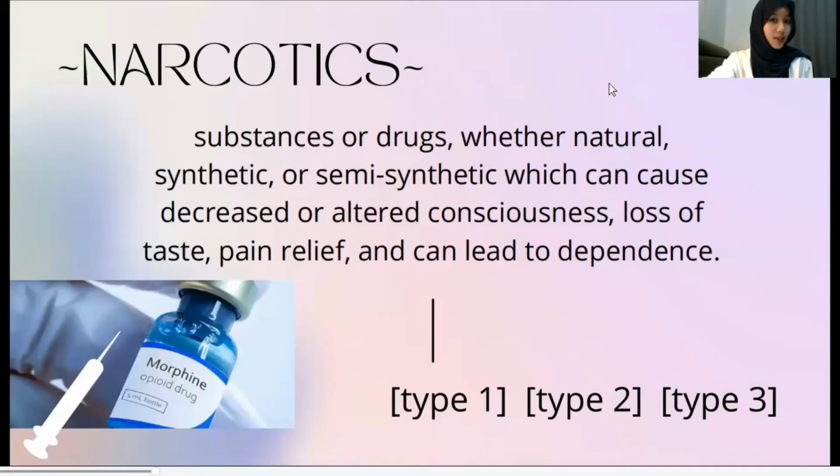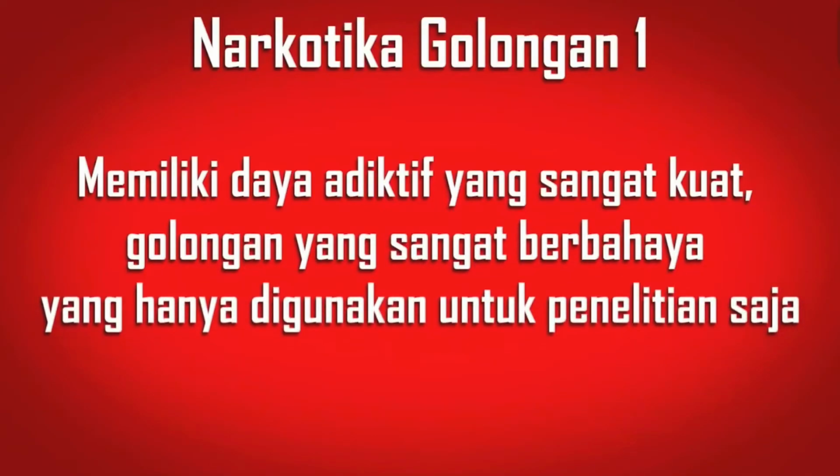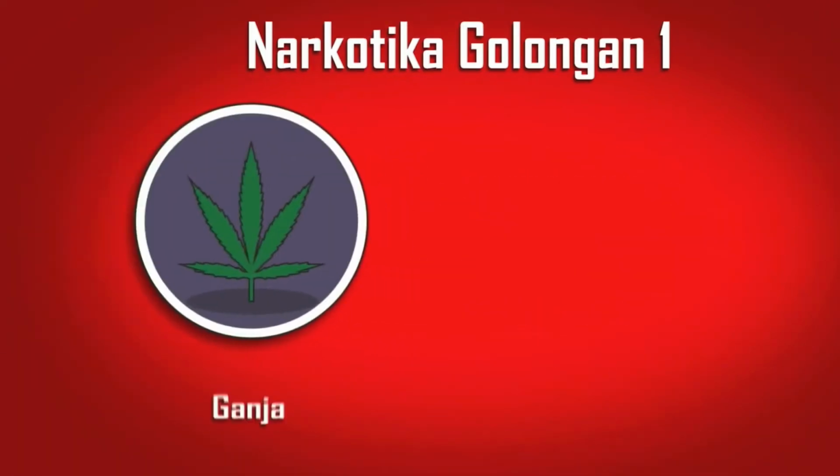Start with narcotics. Narcotics are substances or drugs, whether natural, synthetic, or semi-synthetic, which can cause decreased or altered consciousness, loss of taste, pain relief, and can lead to dependence. Narcotics can be divided into three types. Class 1 narcotics have a very strong addictive power, a very dangerous group that is only used for research. Examples are marijuana and opium.